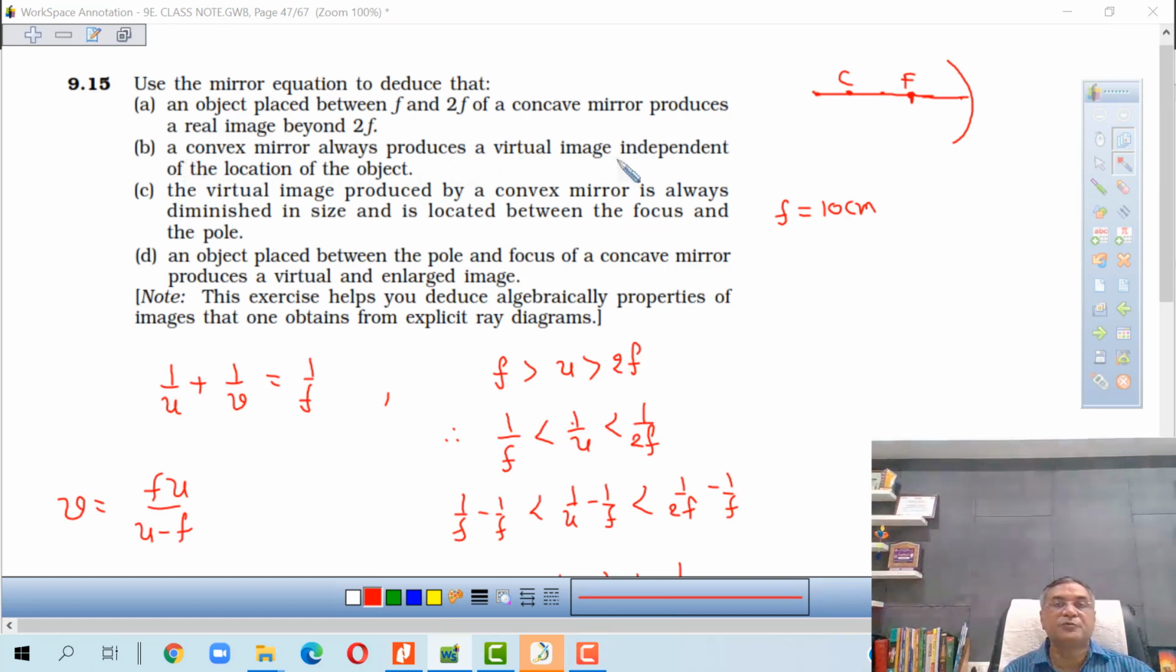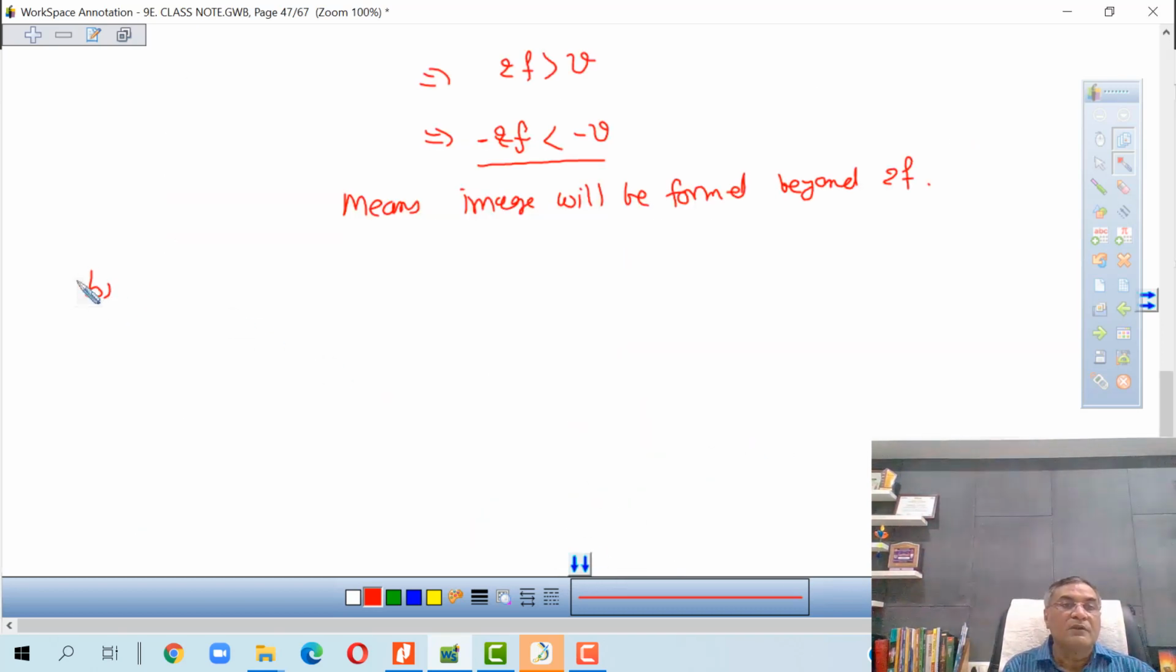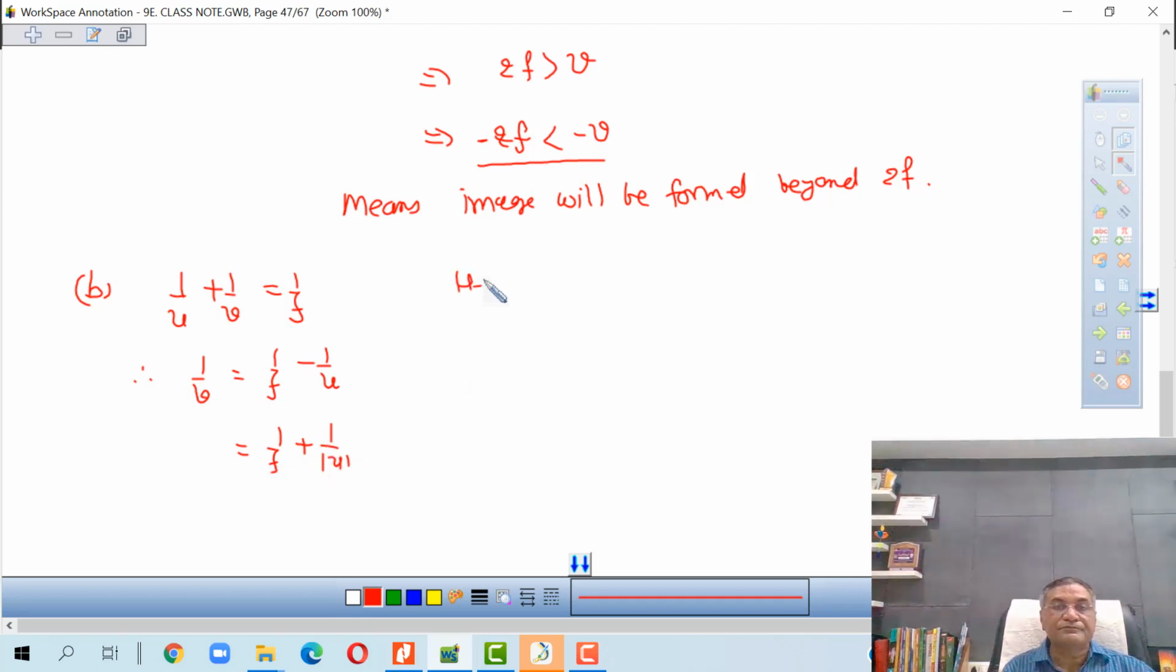Now second question, a convex mirror always produce the virtual image. અને એ આપણે ખબર છે પણ પ્રૂવ કરી દઈએ અને વર્ચ્યુઅલનો મિનિંગ એમ થાય v is positive. So our formula 1 upon u plus 1 upon v is equal to 1 upon f, and therefore 1 upon v is equal to 1 upon f minus 1 upon u. Now we put the value of u and f. So f is positive and u is negative. તો ખરેખર આવું થશે 1 upon f plus 1 upon magnitude of u. So f is positive.